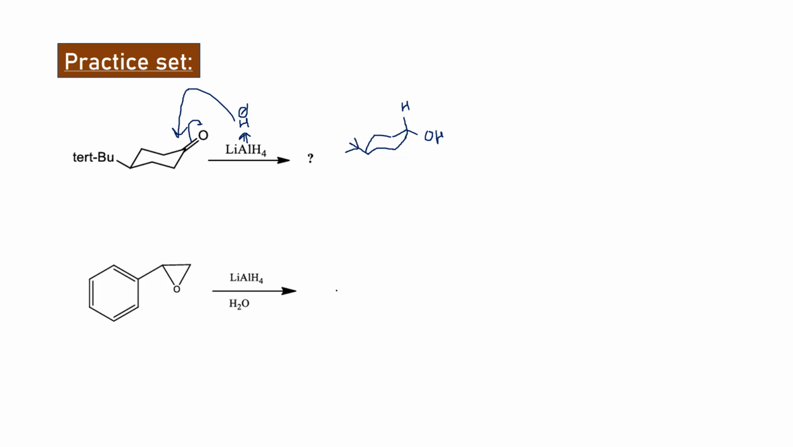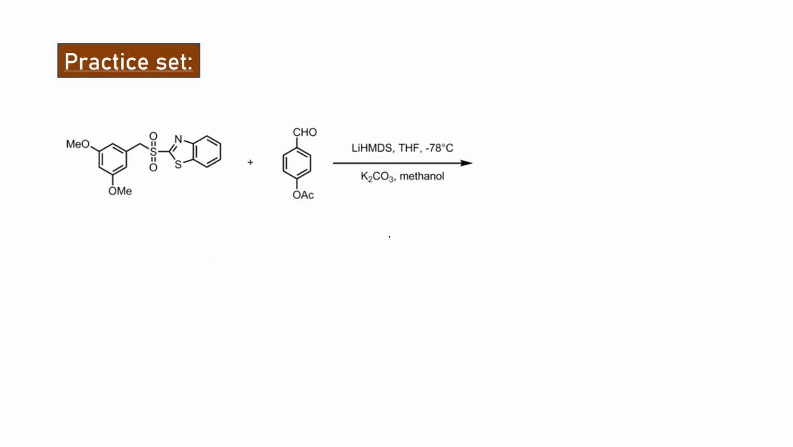Next is this one. If you have this epoxide, I have already told, in case of epoxide, this H minus will attack to this less hindered center and this will open. It will form an OH here and H. Okay. Let's go to the next question.